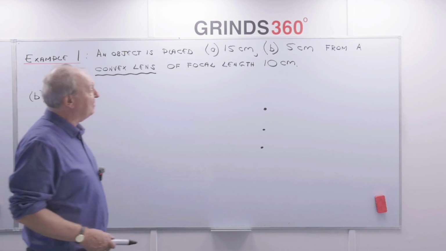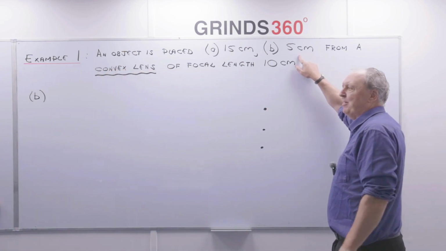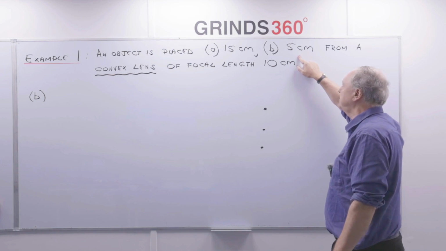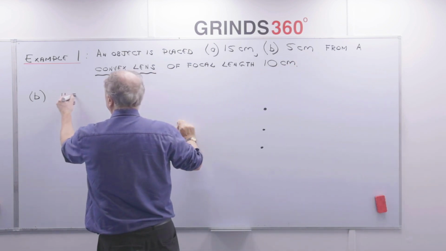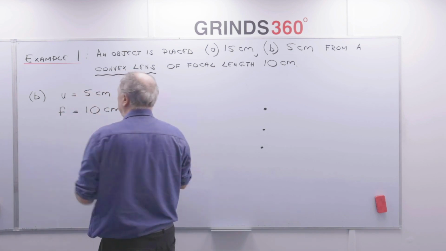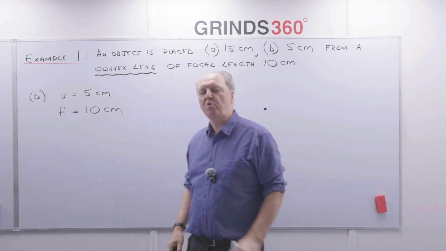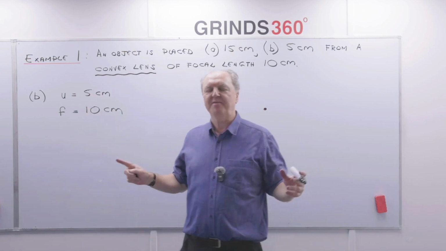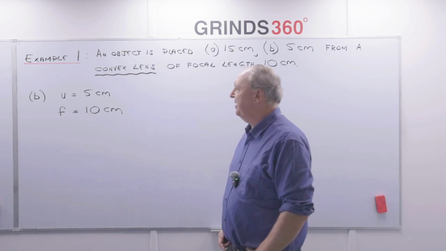So let me look at part B of this same problem. So part B, I've now moved the object to 5 centimeters. So U is 5 centimeters. I'm talking about the same lens, so F is still at 10 centimeters. You can see there, can't you, that the object is inside the focus. And what does that mean? You should always have some sense of how the problem is going to turn out.